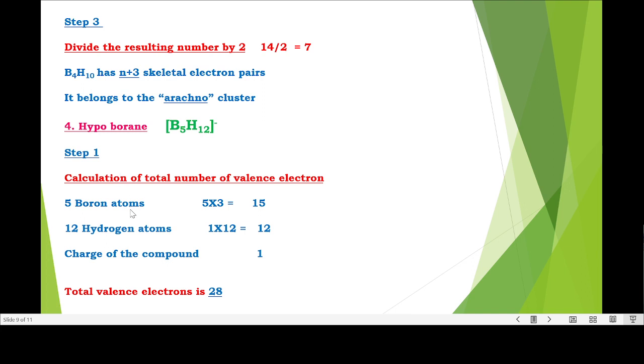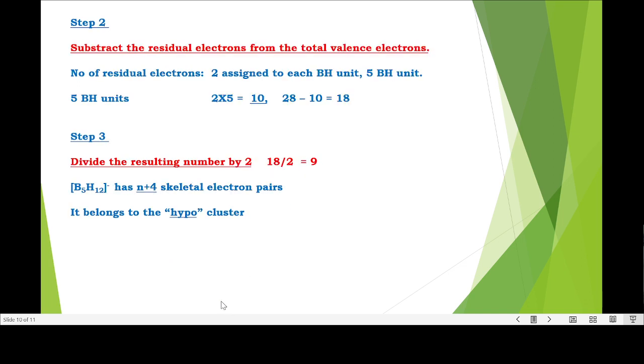And an example for hypho borane, that is B5H12 minus. Step 1, calculation of the total number of valence electrons. We have 5 boron atoms, so 15 electrons contributed by boron, 12 hydrogen atoms, so 12 electrons contributed by hydrogen, and the charge of the compound is minus 1. So the total valence electrons is 28.